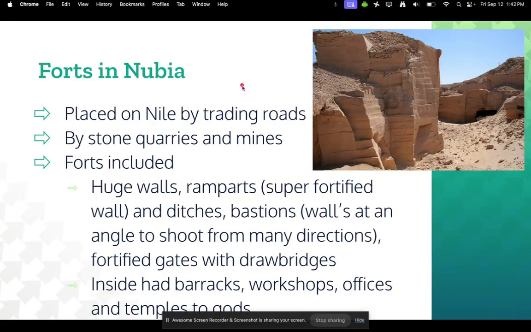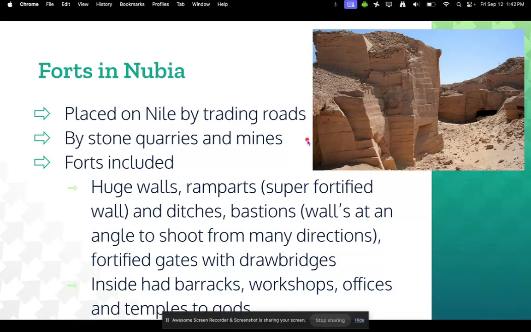Yeah, they're pretty sophisticated places. So forts were typically placed on the Nile and by trading roads. They were also placed by quarries and mines. So if you went a few miles outside of this fort, you would find these quarries here, as you can see, where craftsmen would chip away the stone out of the cliffside.